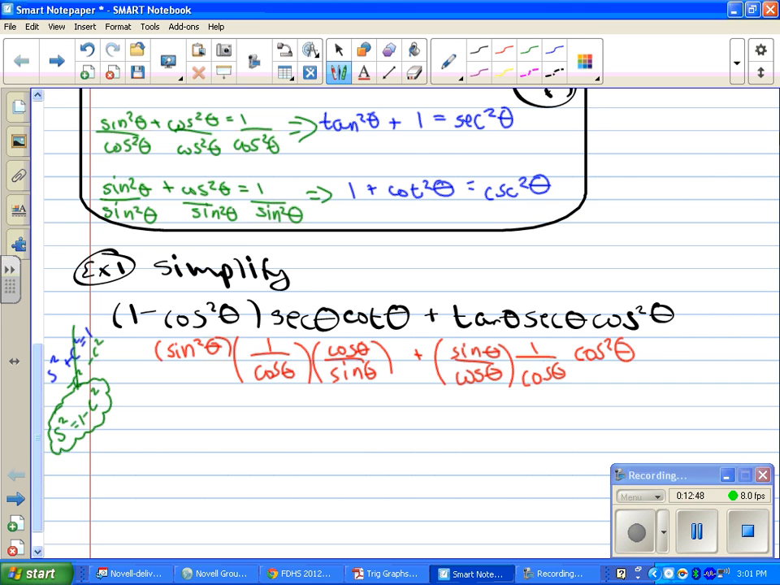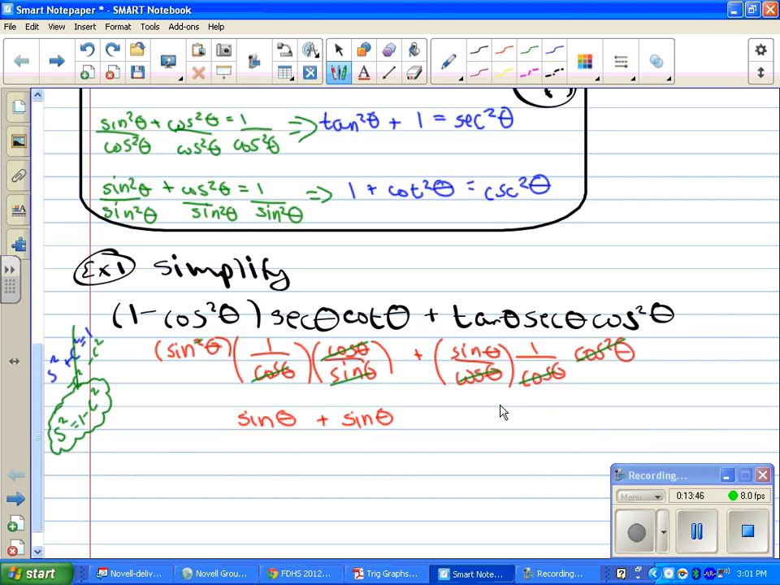Now, if you look at what we have here, I see a cosine in the bottom and a cosine in the top. Well, those are going to cancel out. I see 2 sines in the top and 1 in the bottom. Well, that's going to leave me with just 1 in the top. So now this whole left side reduced down to just sine of theta. Now over here on the right, I've got 2 cosines in the top, but I also have 2 cosines in the bottom. Well, that works out nicely, because these all cancel out, and I'm left with just the sine. So I've got sine of theta plus sine of theta.